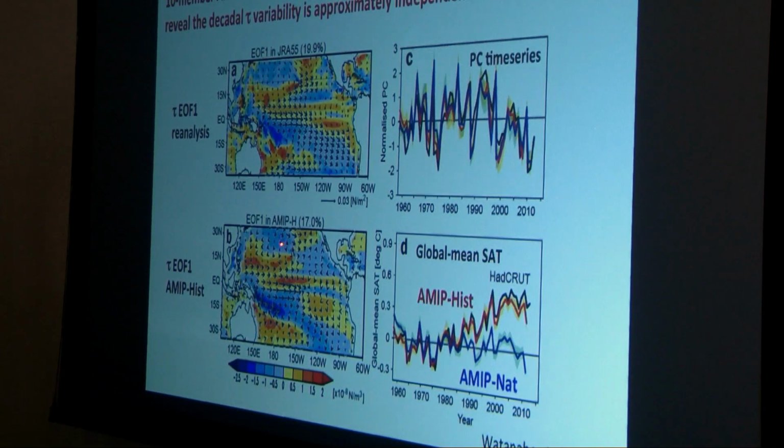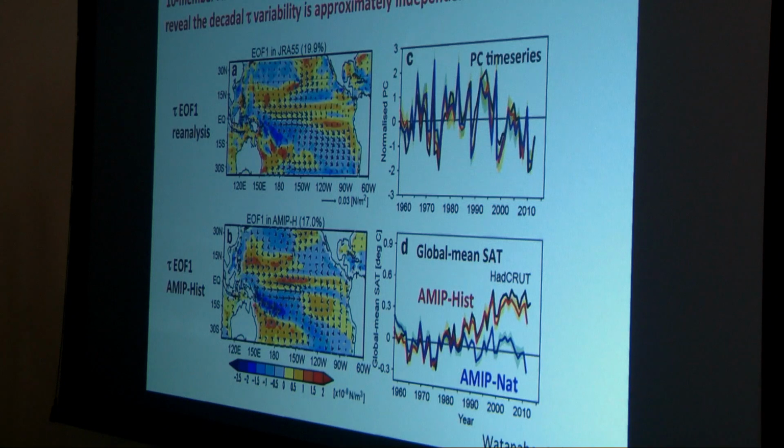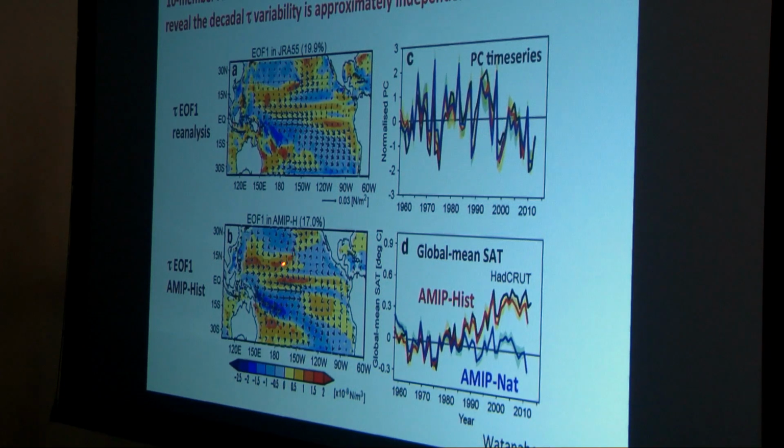So this is the EOF of the atmosphere-only experiment in which the observed sea surface temperature is given, the total anomaly, including anthropogenic and natural variability. Then this is the first EOF of that AGCM run, which is very similar. And in the same way, the AMIP run can be repeated without giving the anthropogenic component, both in SST and in atmospheric composition.